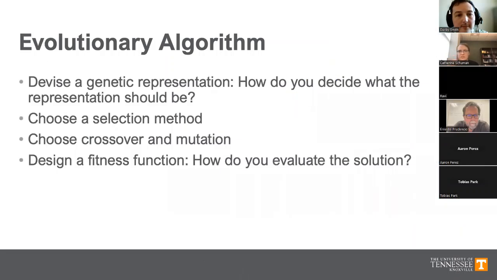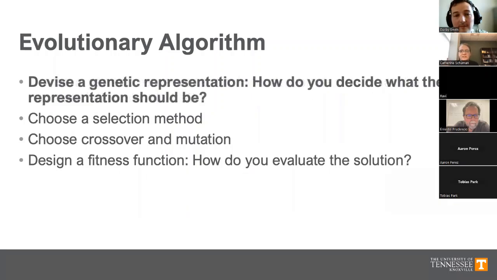So to go a little bit deeper into each of these 4 different components, we're really actually going to dive into just the first three because the fourth one is by far the hardest thing to determine. So the first is devising a genetic representation. How do you decide what that representation should be?